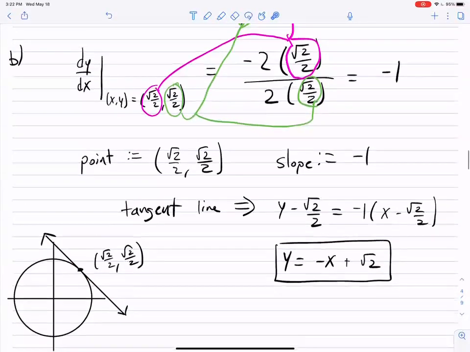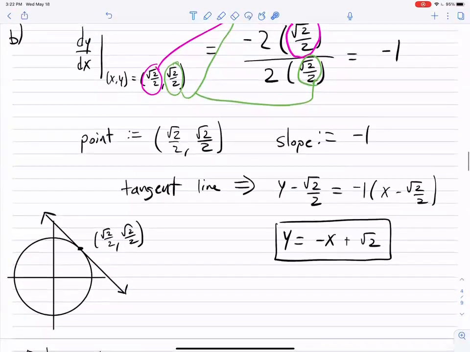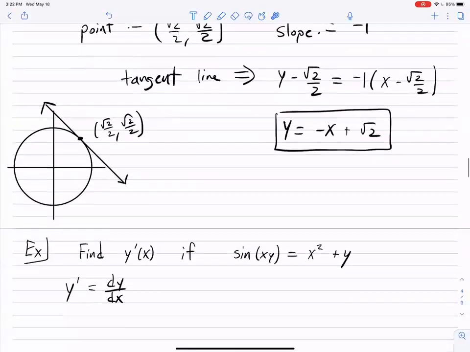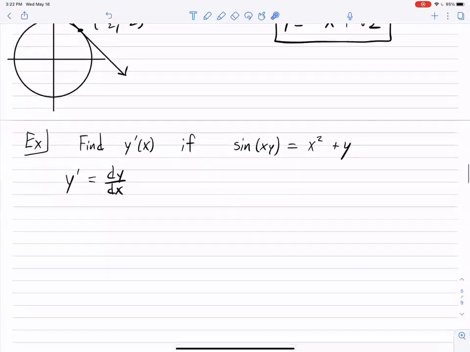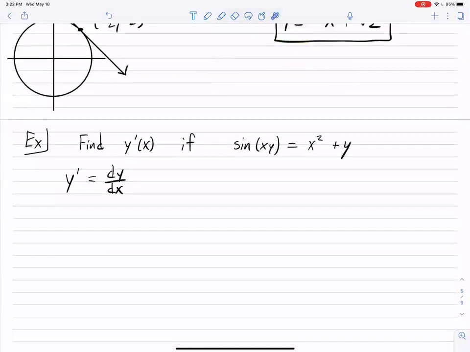And the way we found it was using implicit differentiation. So that's a pretty simple one. Let's do some more complicated ones. Find y prime of x. And so this is, again, the same thing as saying dy dx, by the way, if we have this function.